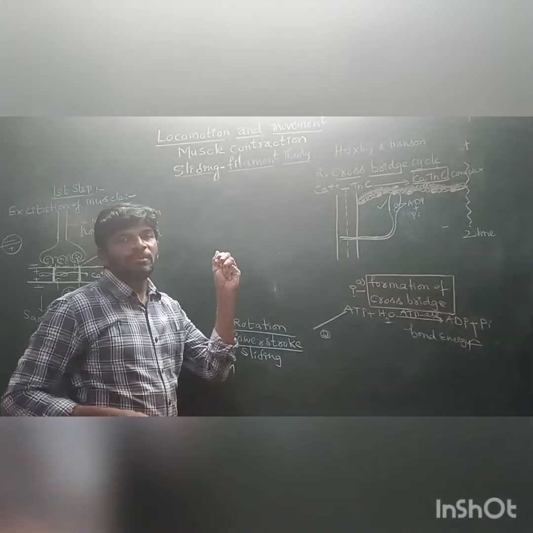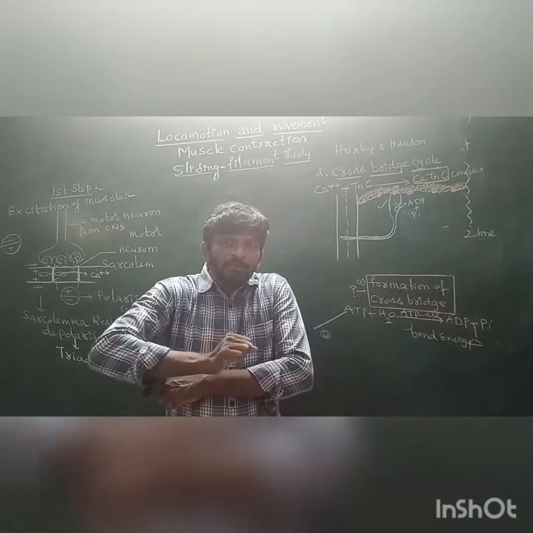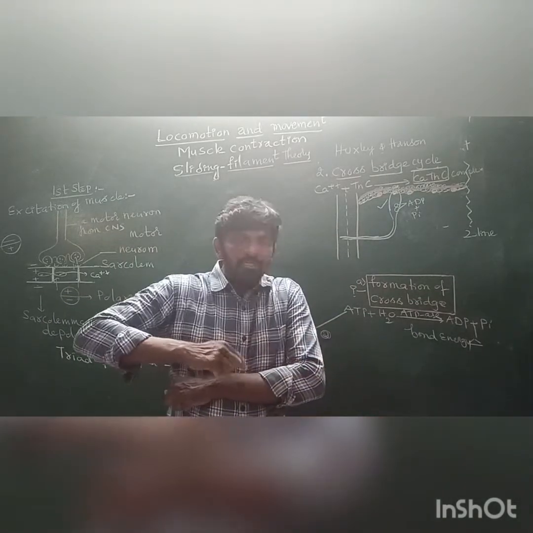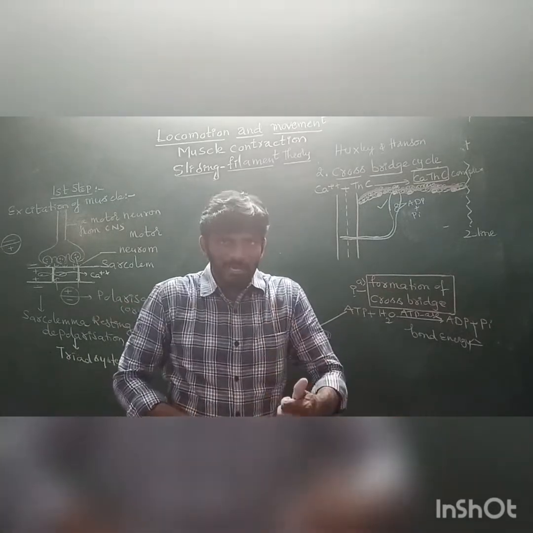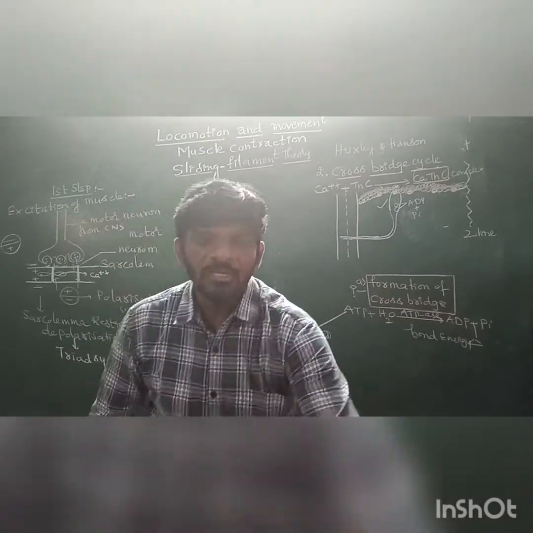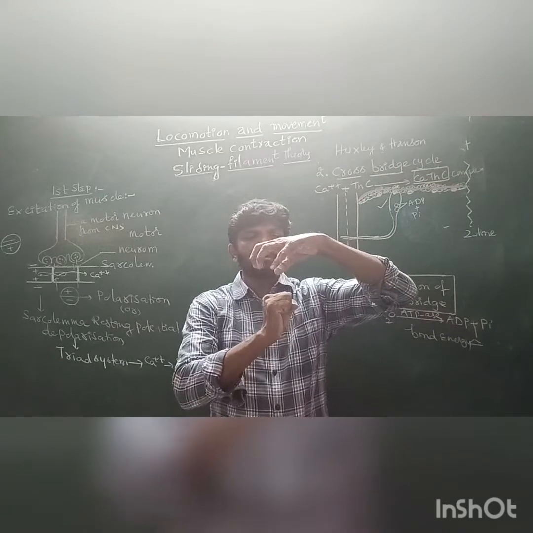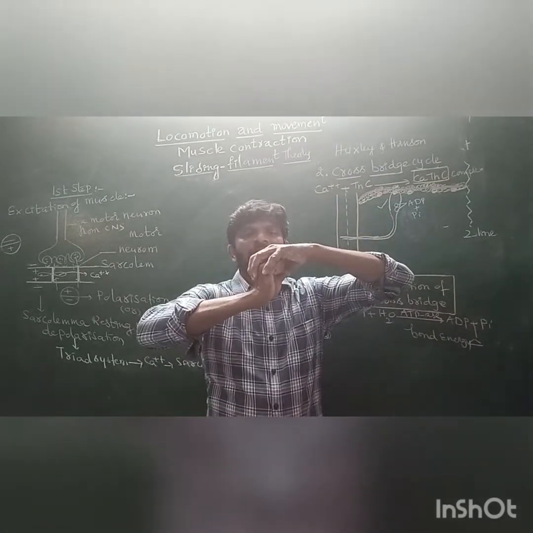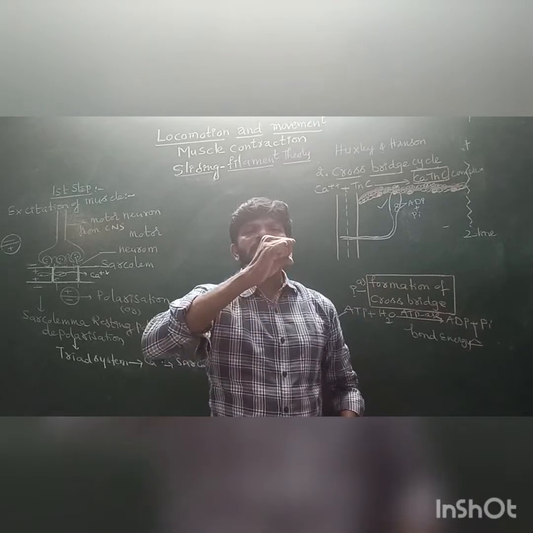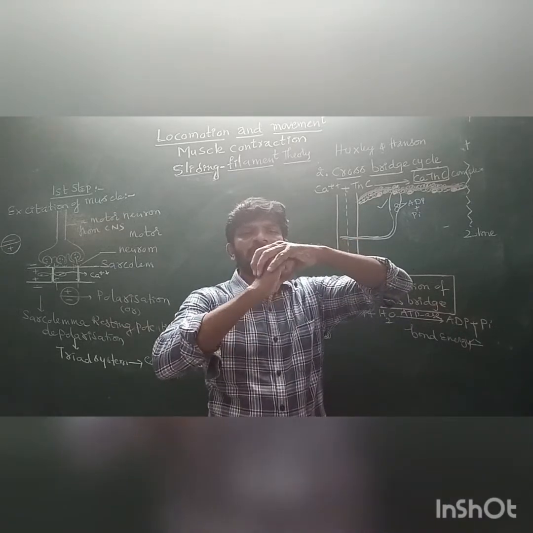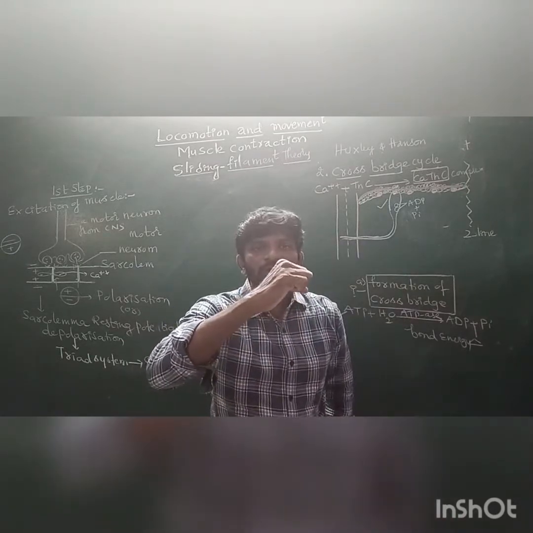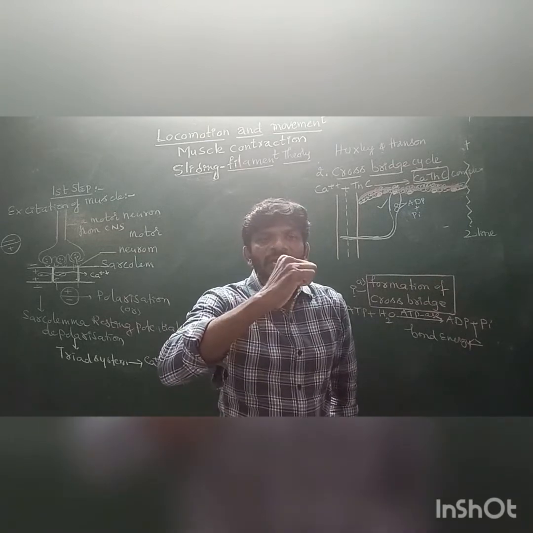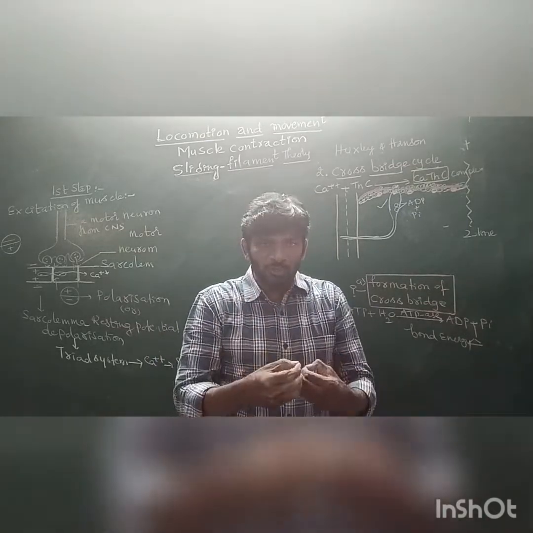The diagram is as follows. I will show you in a diagrammatic way. Power stroke. Yes, this is the H zone and M line. This is the tail of meromyosin, the neck or short arm, where the head rotates towards the H zone. This is the rotation of the head. I have explained the meaning of rotation: the head is rotating towards the H zone.